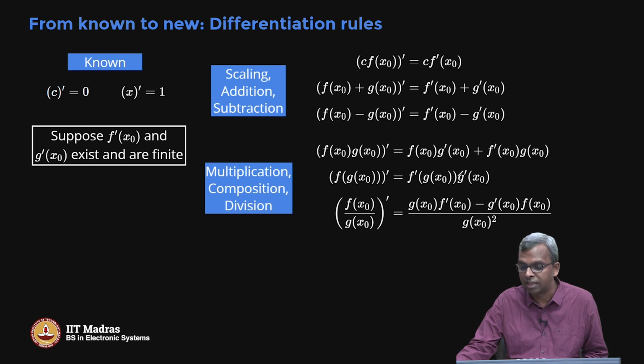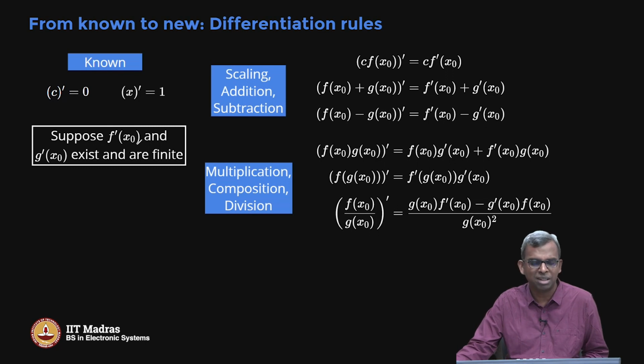So this guy has to exist, right? I have not added that here. I put only f prime of x naught existing. But for this composition rule to be true, this rule is also called the chain rule or the composition rule. For this chain rule to be true, this f prime has to exist, not only at x naught, it has to exist at g of x naught.